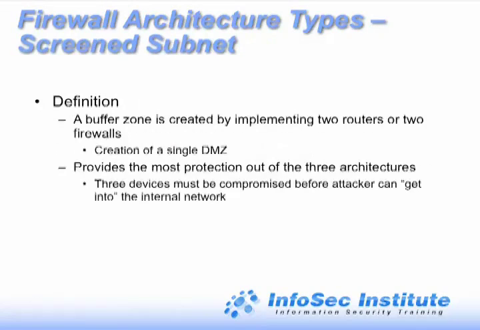Okay, screened subnet. Basically, a buffer zone is created by implementing two routers or two firewalls. This is the creation of a single DMZ, and you can have multiple screened subnets or multiple DMZs chained together, or in a star configuration, where you can have multiple screened subnets, for example, one for VPN users, one for your wireless, one for your dial-up if you have any, and then one directly for your web servers before it gets to the network or internet.